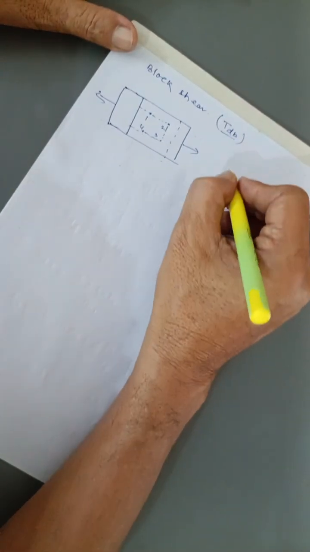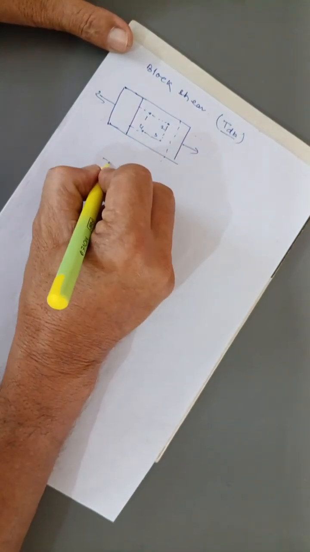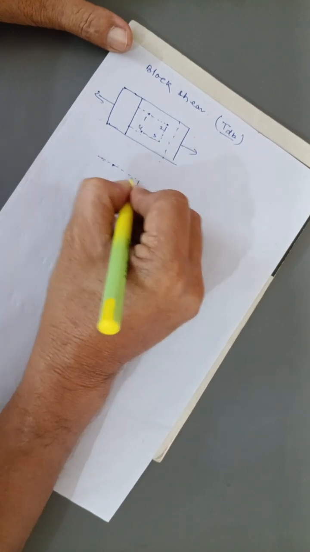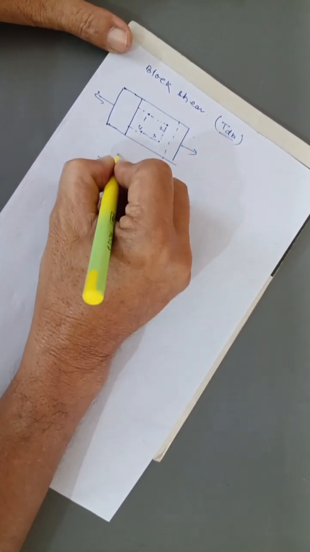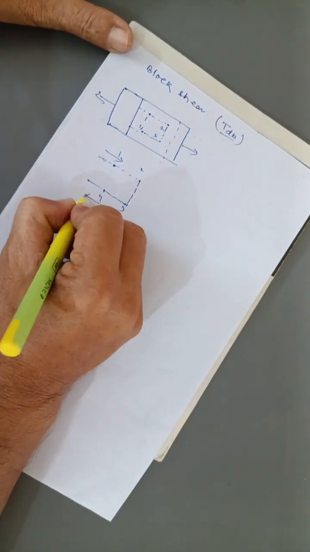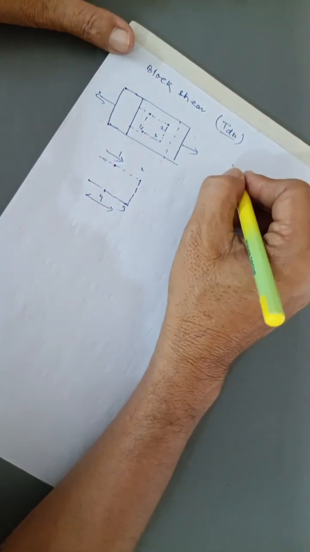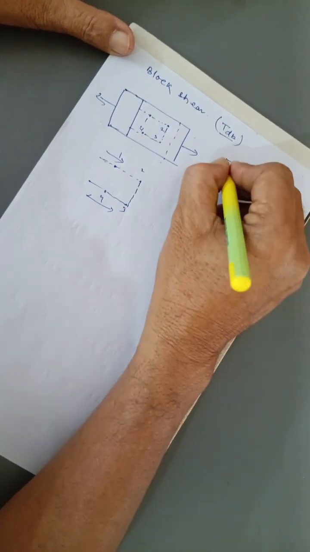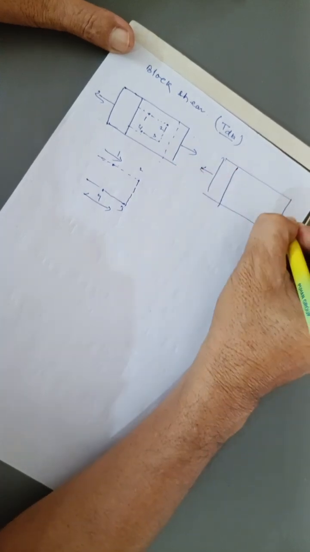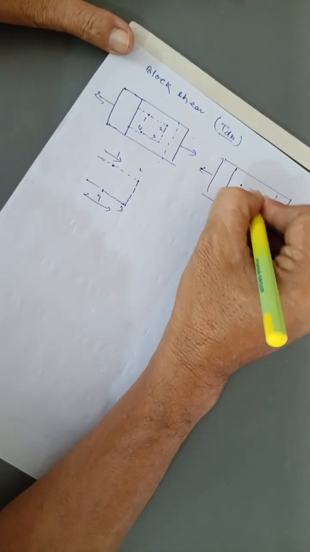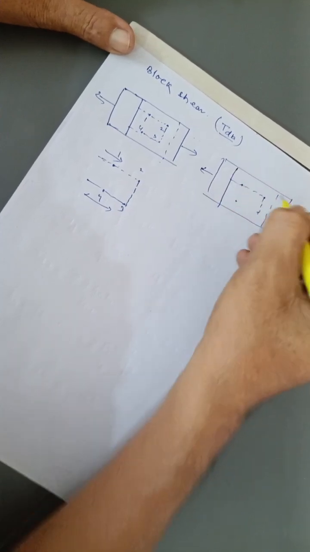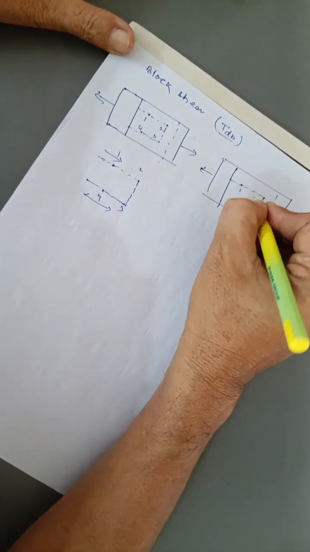Another diagram is this way. In another diagram, the two plates are connected with the bolts in this pattern, 1 2 3 4.